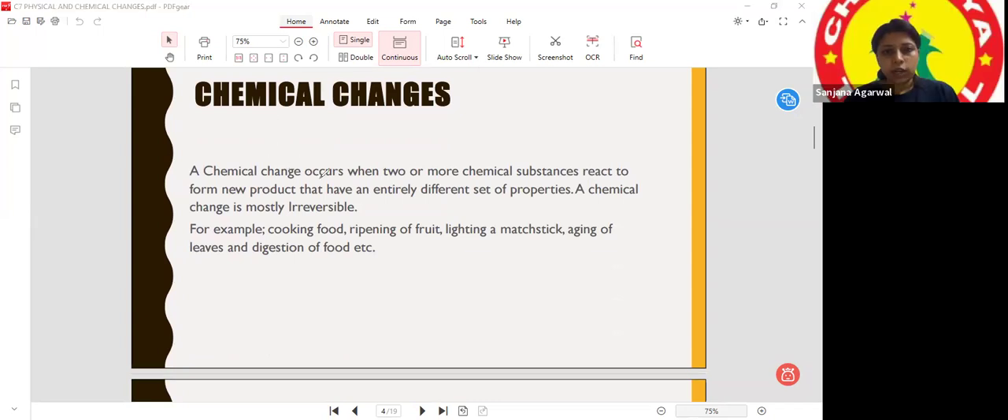A chemical change occurs when two or more chemical substances react to form a new product that has an entirely different set of properties. And a chemical change is mostly irreversible, okay, not always. So, examples: cooking food, ripening of fruit, lighting a matchstick, aging of leaves, and digestion of food, etc. I'll make you write more points of difference. First, you write this, please.